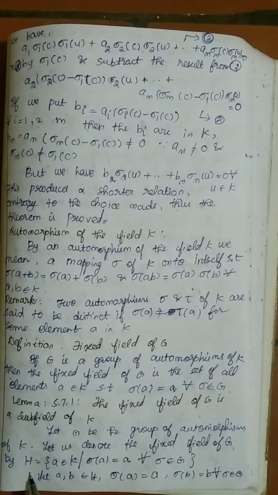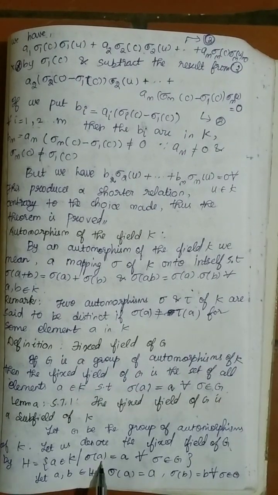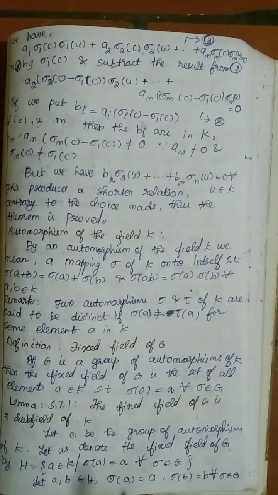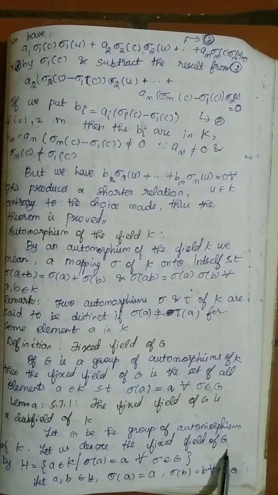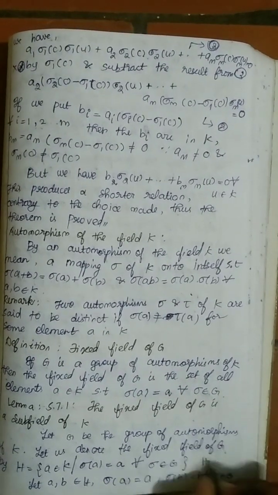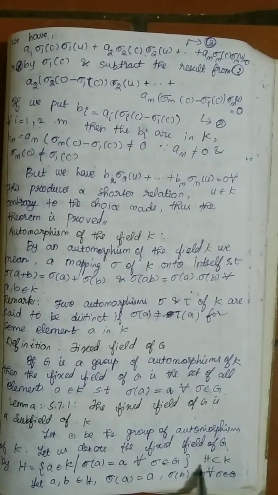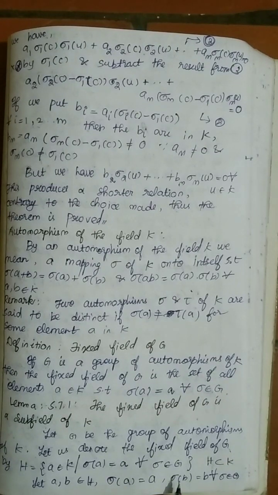We are just denoting the fixed field of G by H. We already know the definition of fixed field, right? It is the collection of elements which, when acted upon by the automorphisms, give the same element back. Those collections constitute the fixed field of G. Now I am going to prove H is a subfield of K. That is what I have to prove: that H is contained in K and H itself is a field. Before proving that, we have some result.